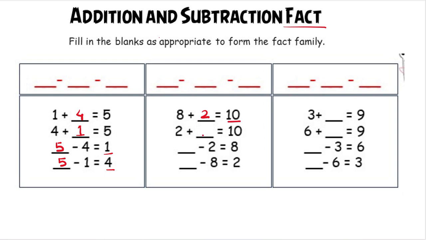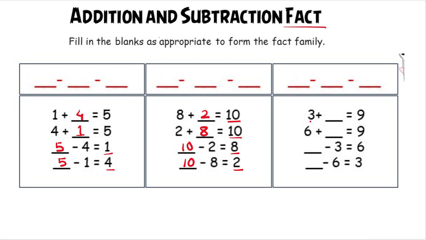2 plus which number put in the blank? 2 plus which number? 8. 2 plus 8 is equal to 10. Which number put? Minus 2 is equal to 8. So 10 minus 2 is equal to 8. And which number in the blank place? 10 minus 8 is equal to 2.